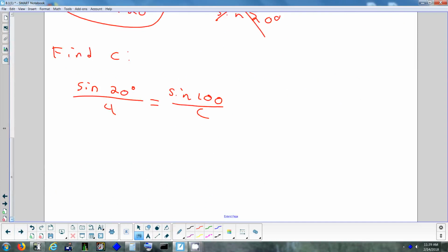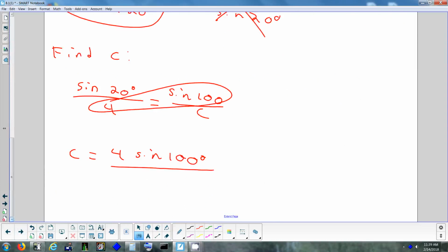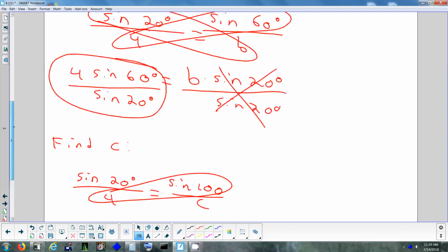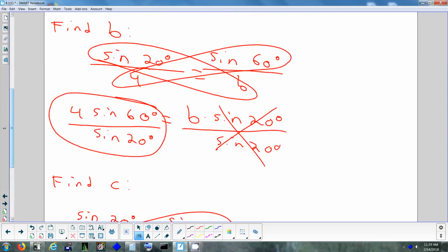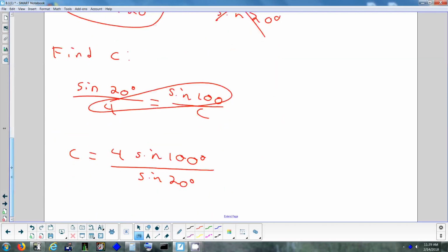And after a while, you kind of get used to the cross multiplying and what's going to happen. So I usually just jump right to this step. C is going to equal 4 sine 100. But then when I multiply the other way, I'm going to have to divide by sine 20 to get C by itself. Because it would be 4 sine 100 equals C sine 20. And then I divide by sine 20. If you don't want to do that, you want to do the step in the middle each time, that's fine. Just do it like we did the last one. But that's what you get.